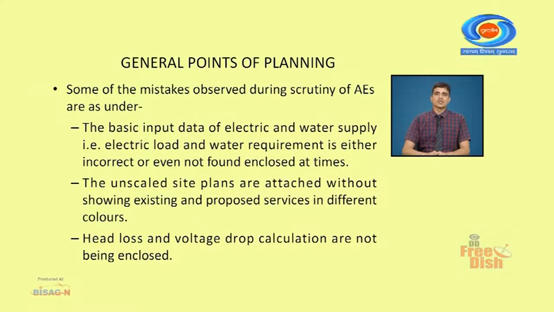Today I will be discussing guidelines for E&M planning and execution. First of all, I will be discussing general points of planning. Some of the mistakes observed during scrutiny of AEs are as under. The basic input data of electric and water supply, that is electric load and water requirement, is either incorrect or even not found.